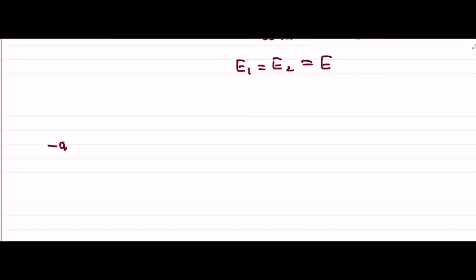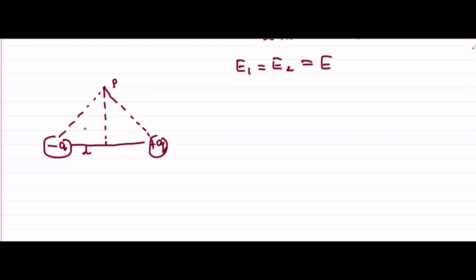So minus q, plus q, and this is the perpendicular bisector, this is r distance, this is point P, this distance is L, this distance is r, this distance is x, this angle is theta, and we have obtained the magnitude of the electric field at this particular point P because of the two charges.